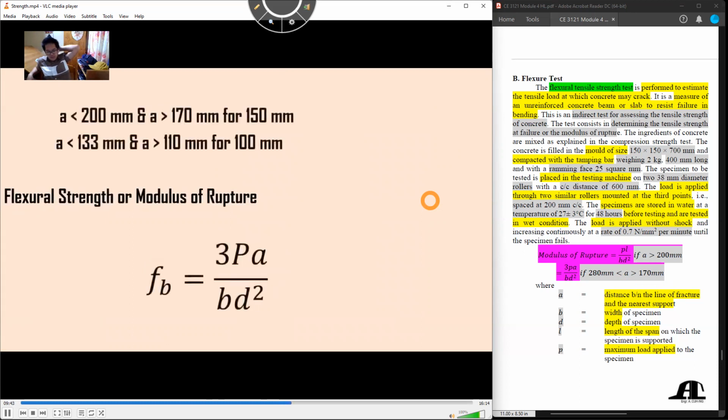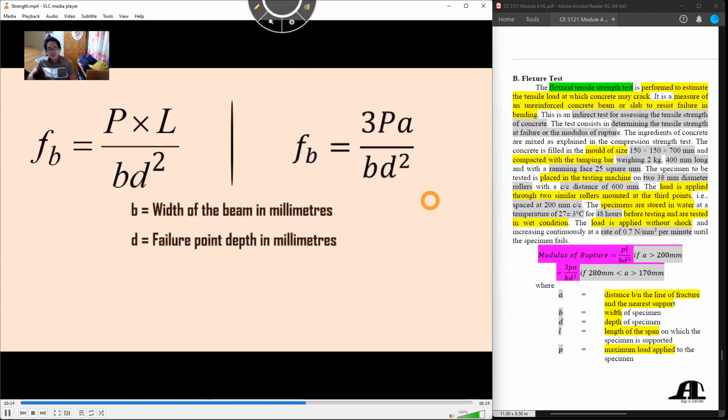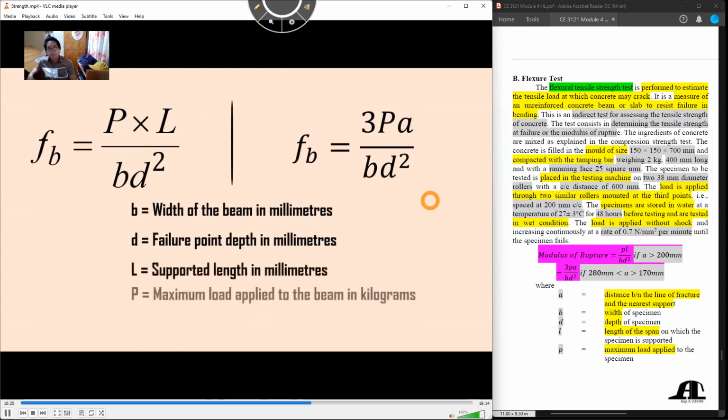If A is less than 200 mm and greater than 170 mm for 150 mm, and less than 133 mm and greater than 110 mm for 100 mm specimen, then flexural strength or modulus of rupture, Fb, is calculated by equation. Fb is equal to 3Pa divided by B d square, where B is the width of the beam in millimeters, D is the failure point depth in millimeters, L is the supported length in millimeters, P is the maximum load applied to the beam in kilograms, and A is the distance between the line of fracture and nearest support in millimeters.